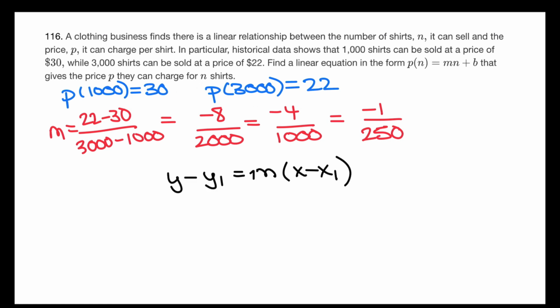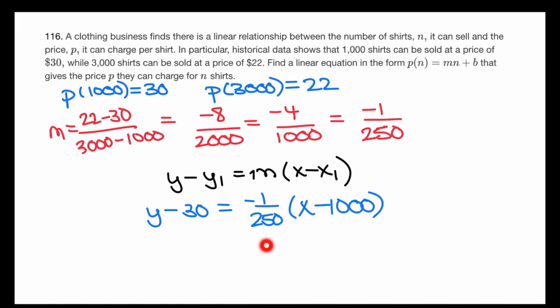Then I can use that point slope formula. I'm going to plug the negative 1 over 250 in for my slope. And then I'll use this point P of 1,000 equals 30, so I'll plug 1,000 in for the x1 and 30 in for the y1. So y minus 30 equals negative 1 over 250 times x minus 1,000. If I distribute the negative 1 over 250, I get y minus 30 equals negative 1 over 250x plus 4. So I took that 1 over 250 times 1,000, that's where I got the 4.